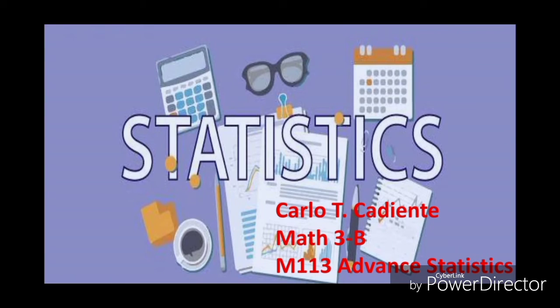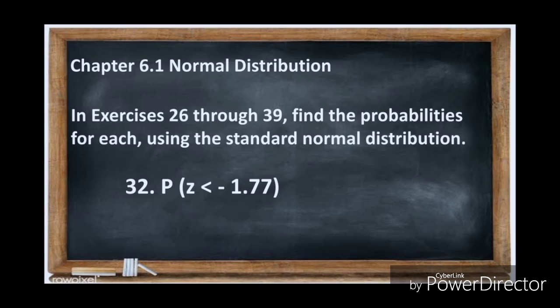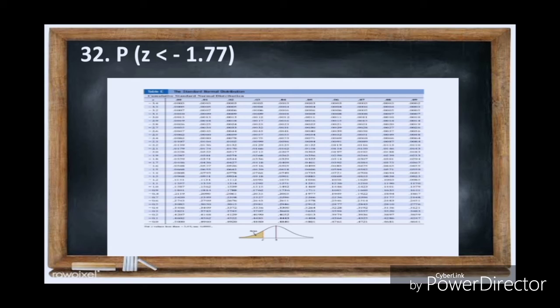Hi guys, I'm Carlo T. Cagente from Math 3B, and I will discuss to you chapter 6.1, the normal distribution. In exercises 26 through 39, find the probabilities for each using the standard normal distribution. For item number 32, the probability of z is less than negative 1.77. We use the standard normal distribution, or the z-table, for that.